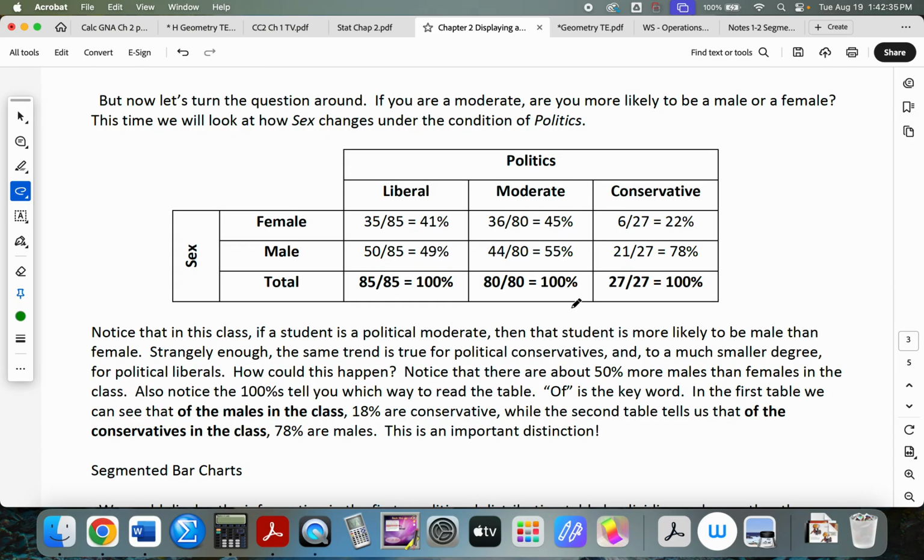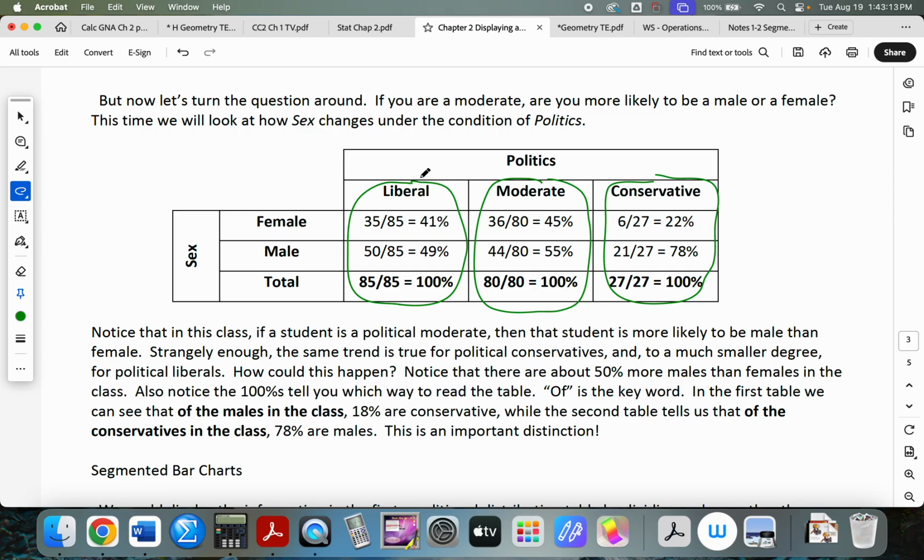So note that in this class, if someone is a moderate, so they belong in here, then that student is more likely to be a male than female. Strangely enough, the same trend is true for political conservatives. If you're a conservative, you're more likely to be male than female. And interestingly enough, if you're liberal, you're more likely to be male than female in this particular class.